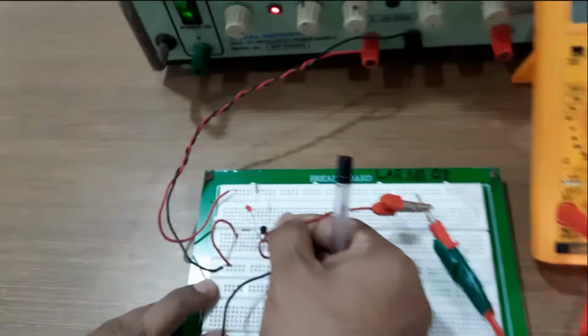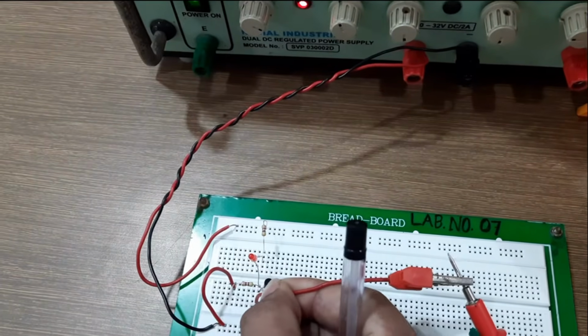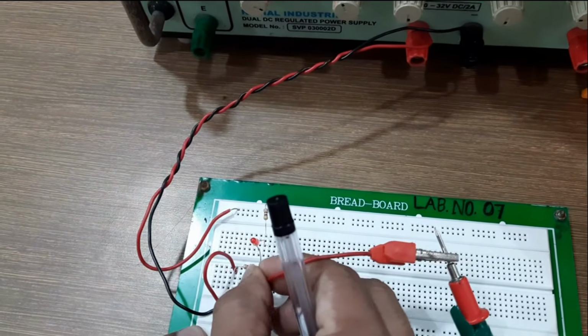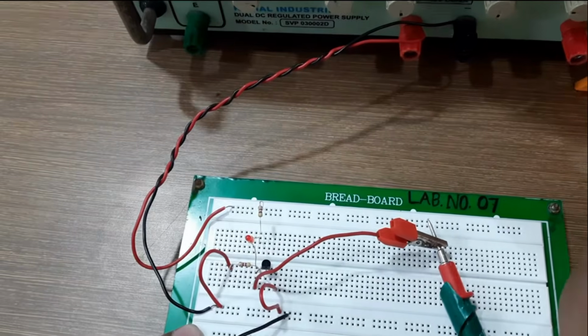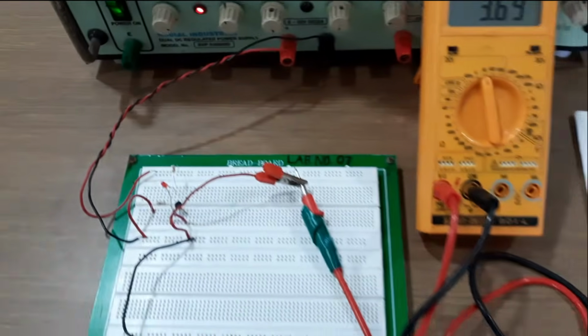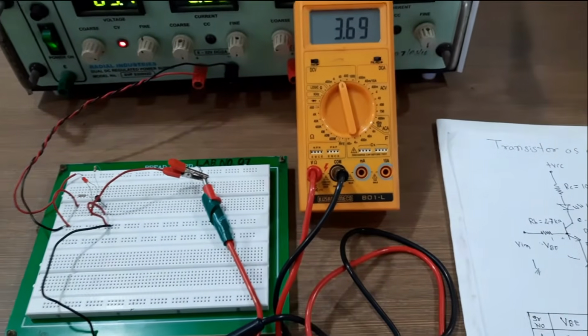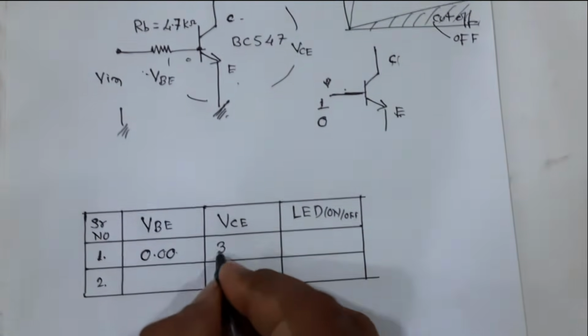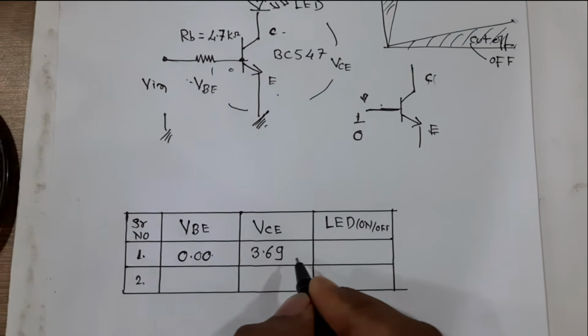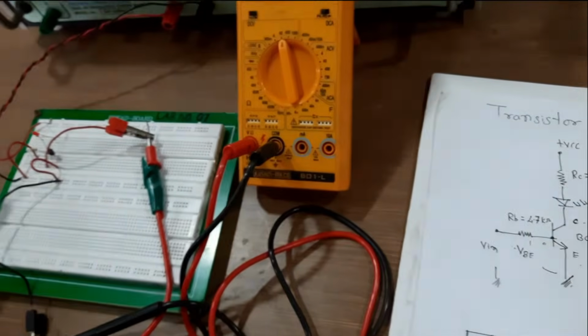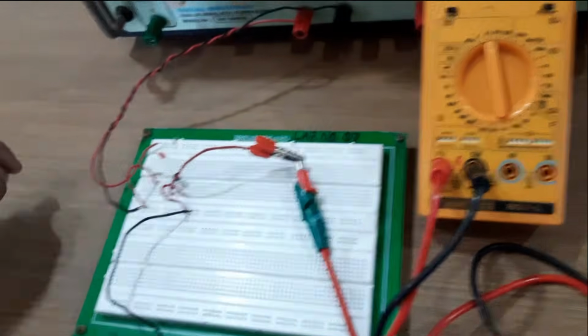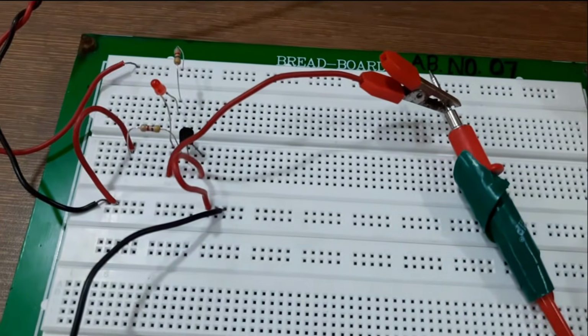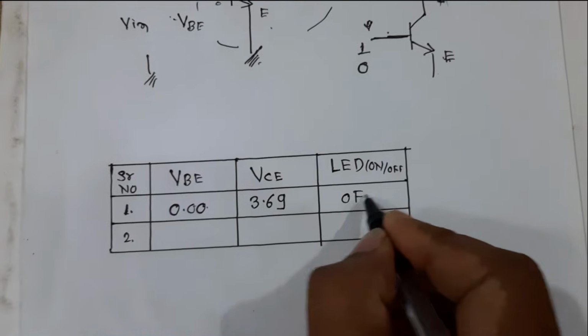Now let us see the VCE voltage, that is the voltage between the collector and emitter. I am going to change this and check the voltage between the collector and emitter. I am getting the voltage between the collector and emitter as 3.69 volt, so I will note down this 3.69 volt. And if you see the status, the LED is in the totally off state.